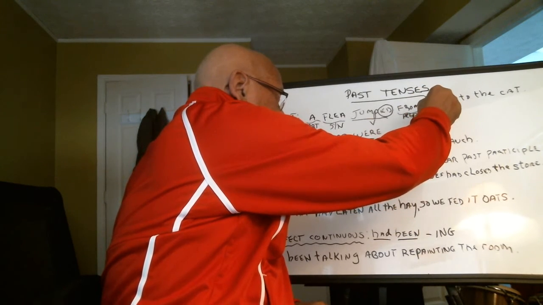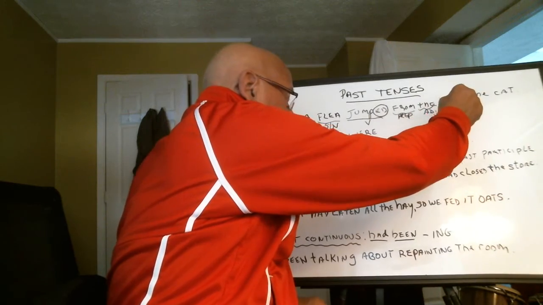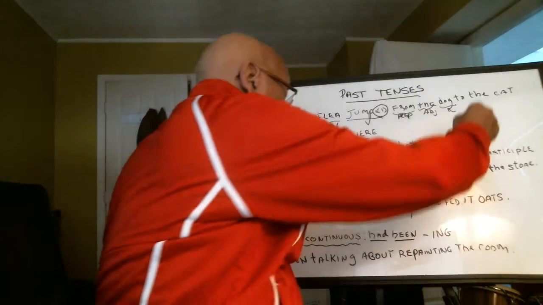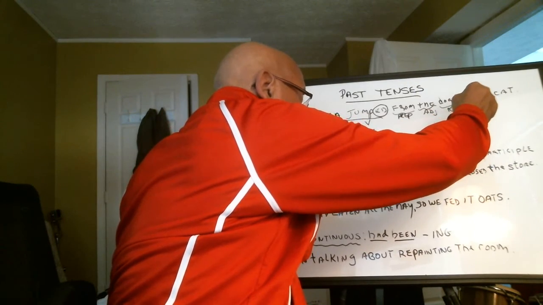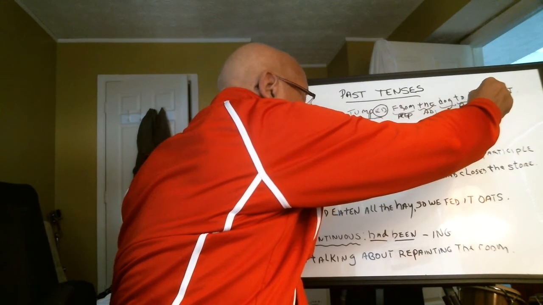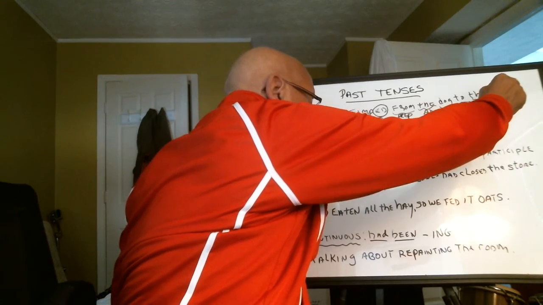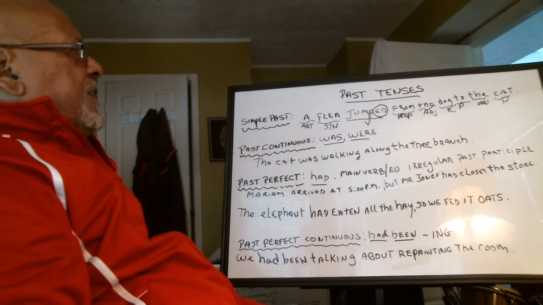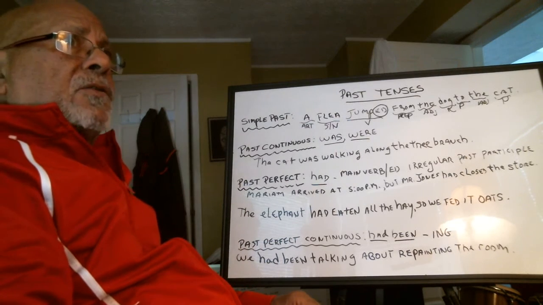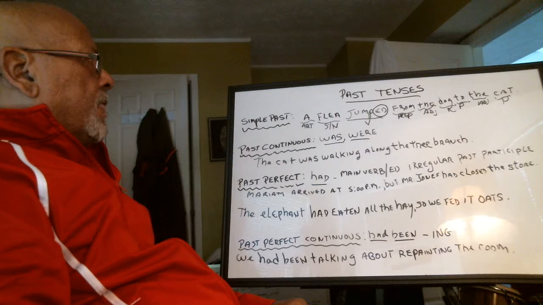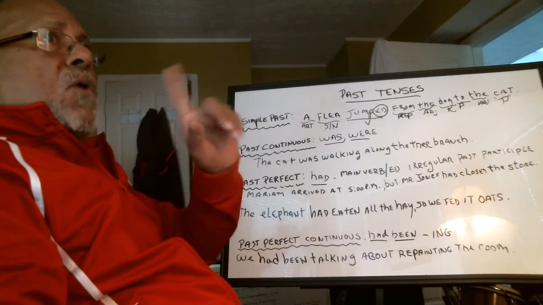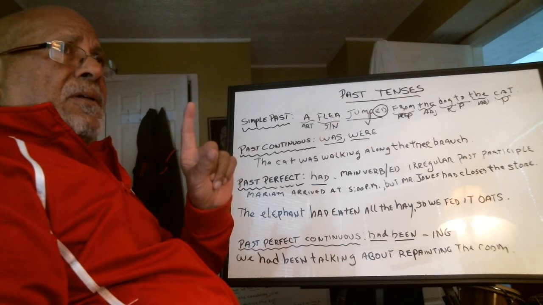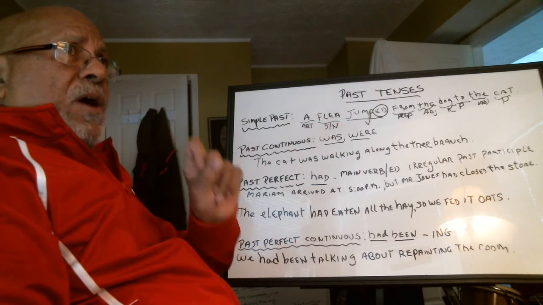From, preposition, the, adjective, dog, noun, to, preposition, the, adjective, cat, noun. A flea jumped from the dog to the cat. Only one verb in this tense.